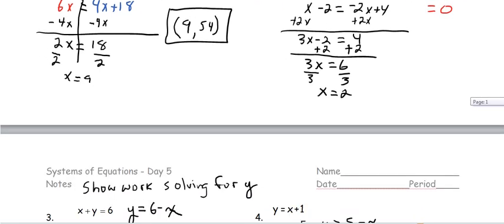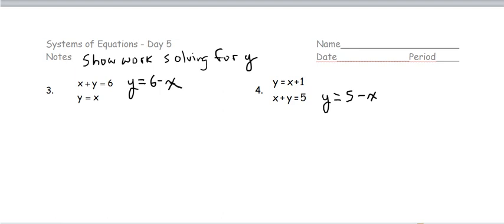Now, on this next set, my expectation is that you will solve for y, and you will show me your work. Your notes must show your work. Here's the result. Now, here's an interesting one.